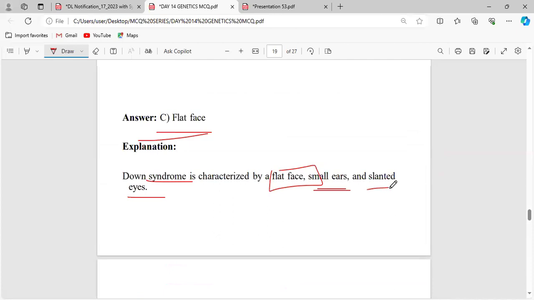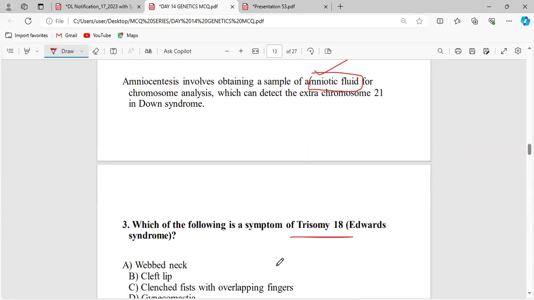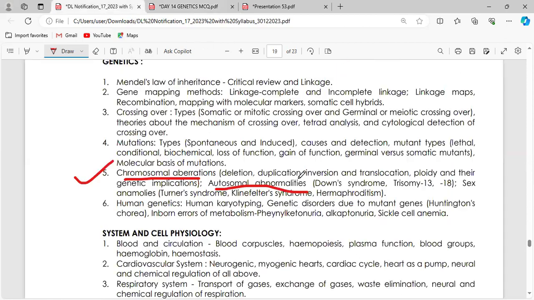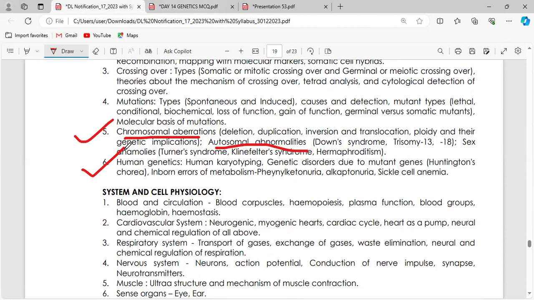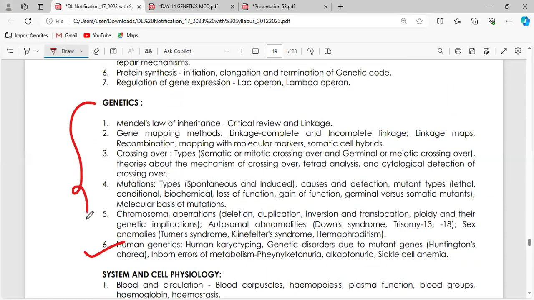Okay. As this topic is very short, that's all for today. For tomorrow, you have to study human genetics, human karyotyping, genetic disorders due to mutant genes, that is Huntington's chorea, inborn errors of metabolism, phenylketonuria, alkaptonuria, sickle cell anemia. Also, you have to study this subunit. We have a combined test for tomorrow, right? Genetics fully. Also, the last subunit question will include the entire genetics.